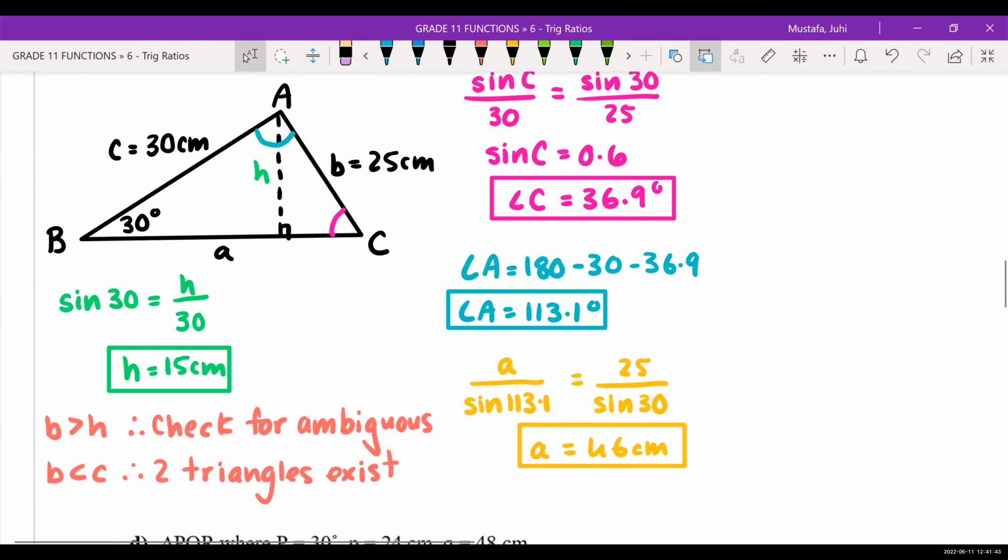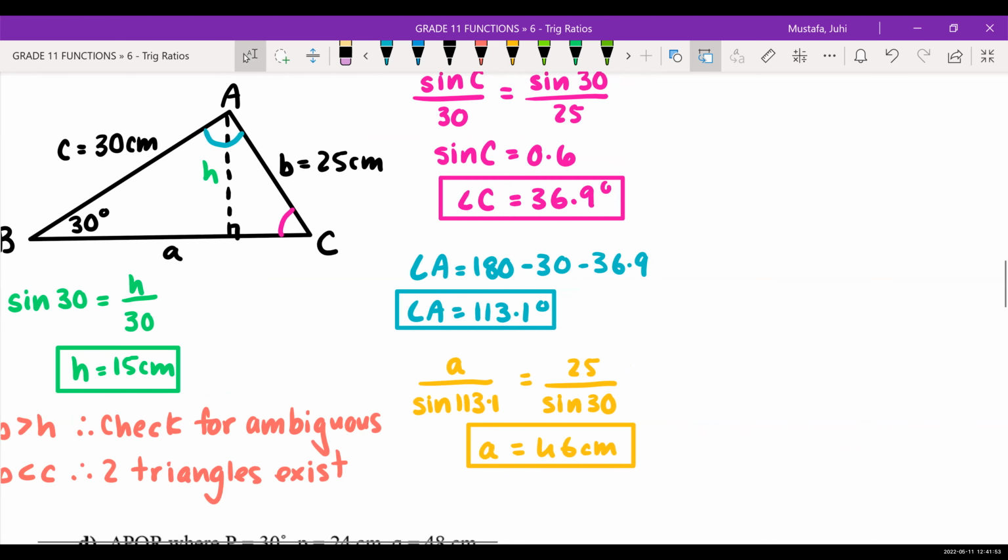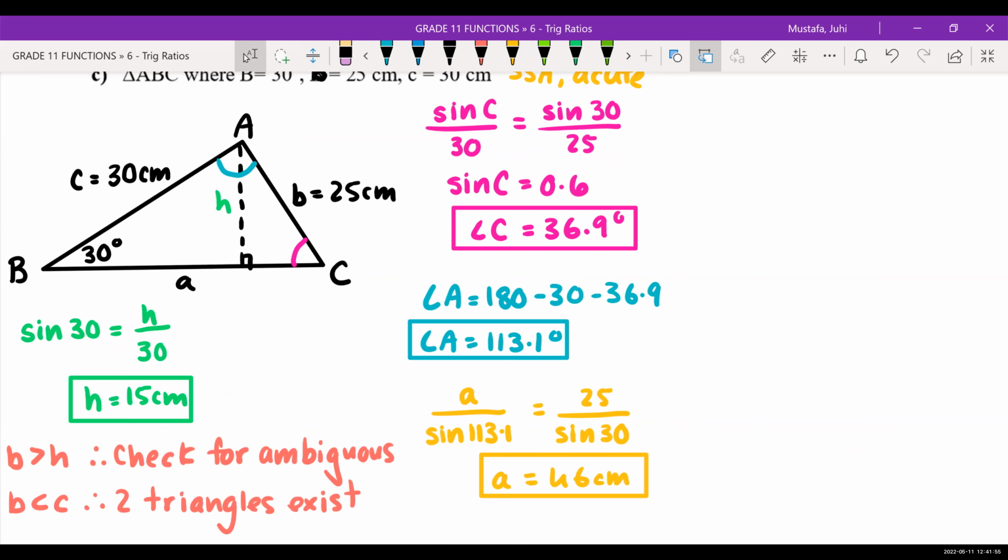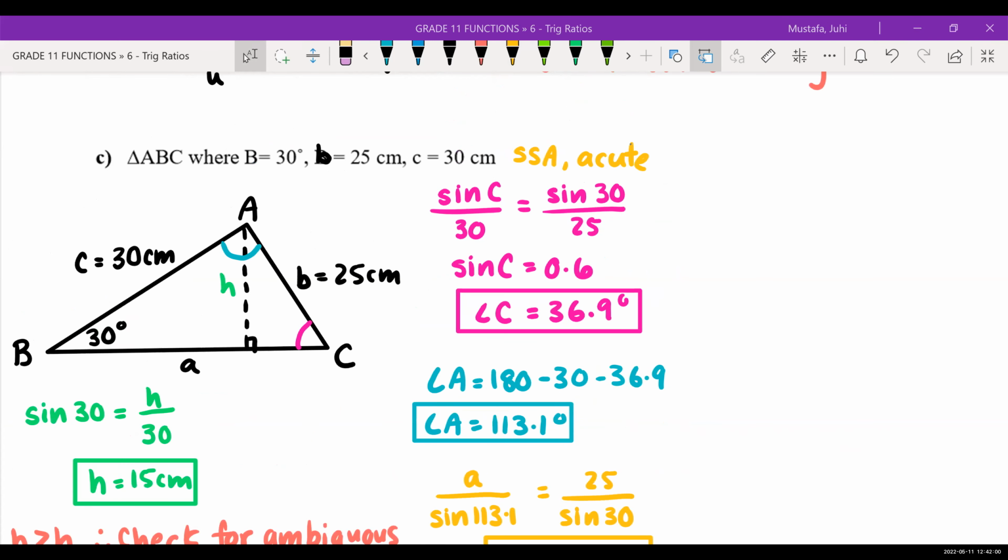Okay, so we found 3 of the missing things in the first triangle. By the way, you don't have to actually label the triangle with this stuff. It gets too messy. So as long as you have it written like this, it's fine. Okay, now here is the new part. Here's the part we haven't done before.